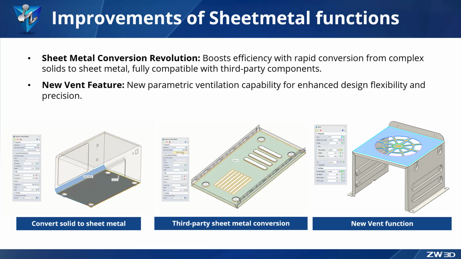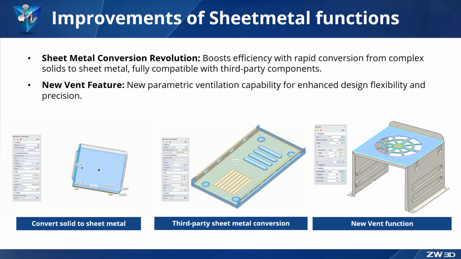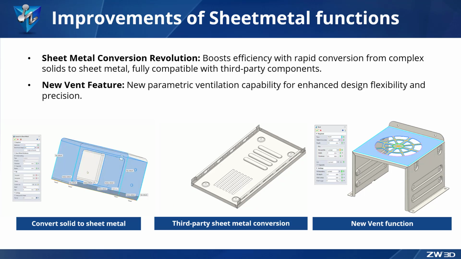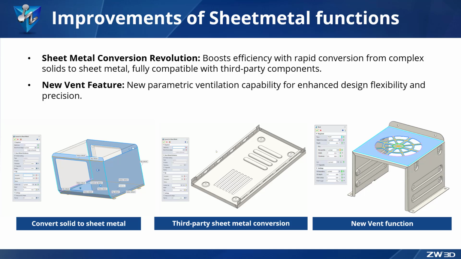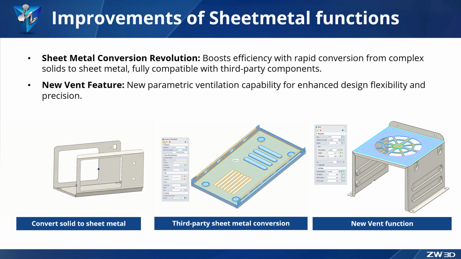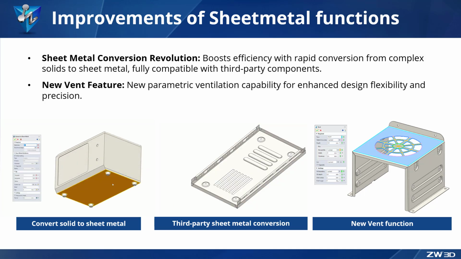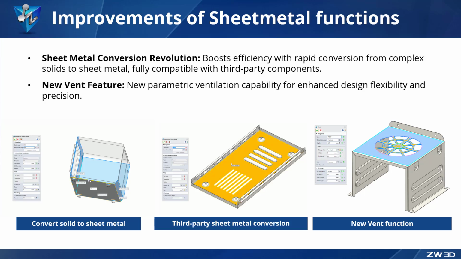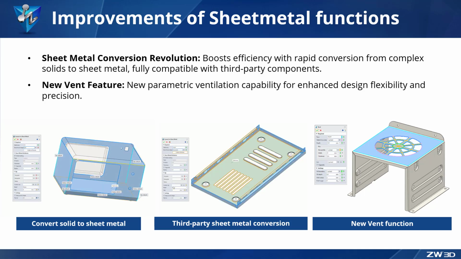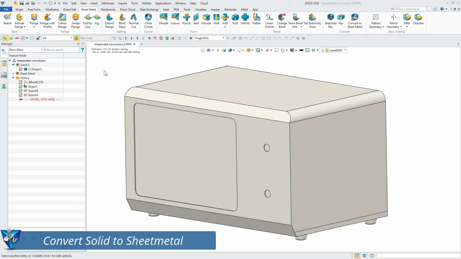ZW3D 2026 introduces revolutionary enhancements to the sheet metal module, including the Convert to Sheet Metal feature for instant transformation of complex solids or third-party sheet metal parts into editable sheet metal designs. Additionally, the new Vent feature streamlines the creation of diverse ventilation patterns with automated fillets and drafts, significantly boosting design freedom and efficiency.